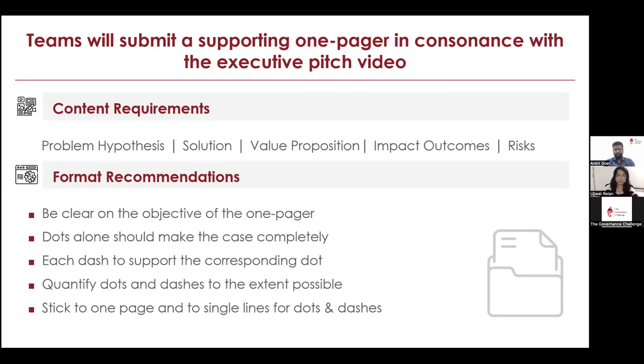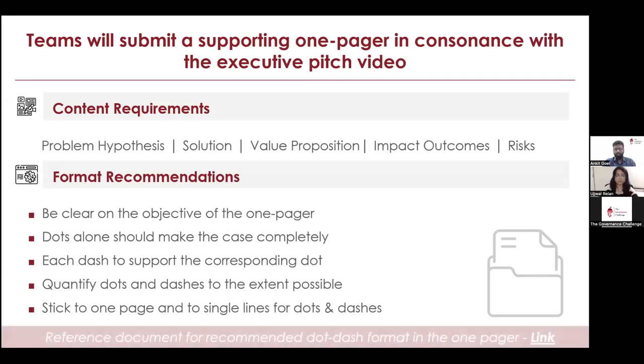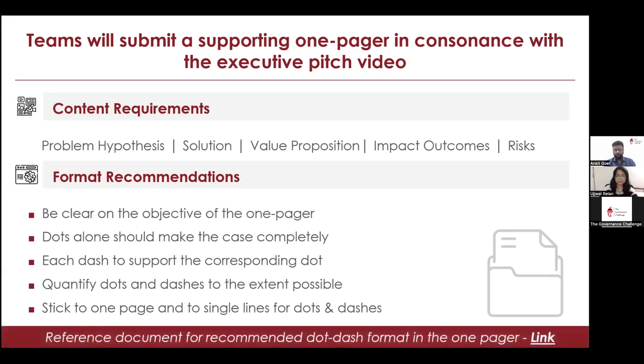There is a sample one pager that we have also linked with the case study. It is essentially a dot dash format. So there are bold dots, right, which should clearly in themselves create the whole story that you're trying to tell. And the dashes are basically supporting the dots. The dashes essentially should, in some cases, also quantify the things that you have mentioned in the dots, right? So there are broad dots covering the main story, and then there are dashes within each dot which support the argument that you have made through the dot, right?